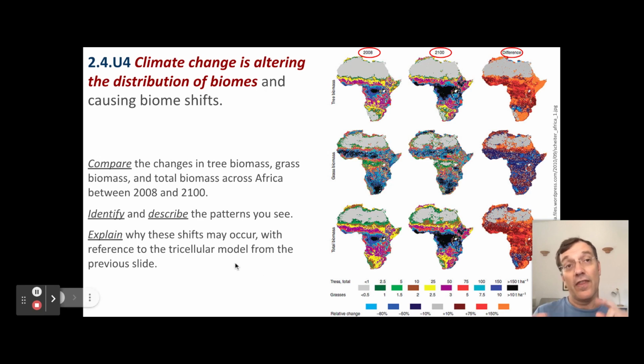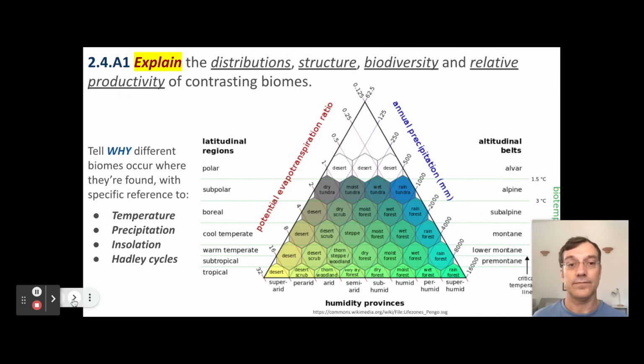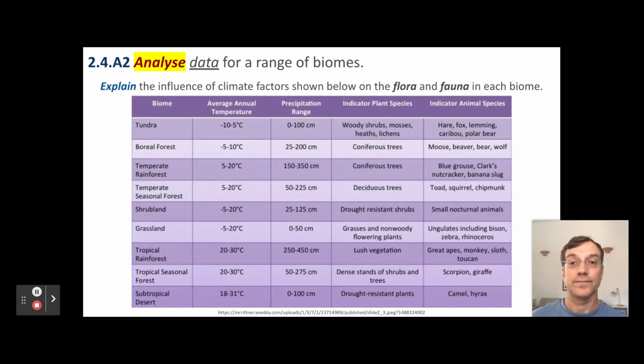because the combination of temperature and precipitation in different parts of the world is going to change as the climate changes. On your ESS exam, you may be asked to explain the distribution, structure, biodiversity, and relative productivity of contrasting biomes. You can use this type of a model or the tricellular model to explain that distribution. You might be tasked on an ESS exam to analyze data for a range of biomes. You should be able to describe broadly the kinds of species that are found in each of these areas. So maybe pause again for a few minutes, jot down some of these indicator plant species.